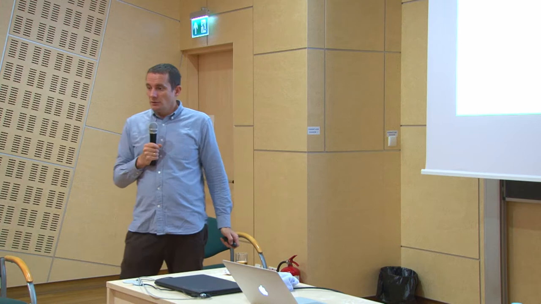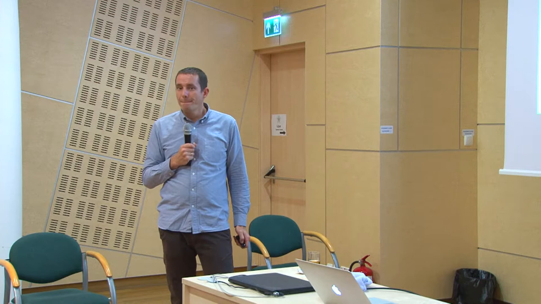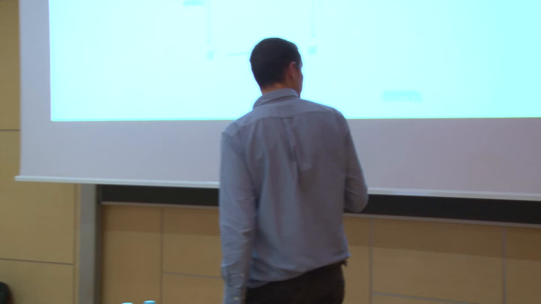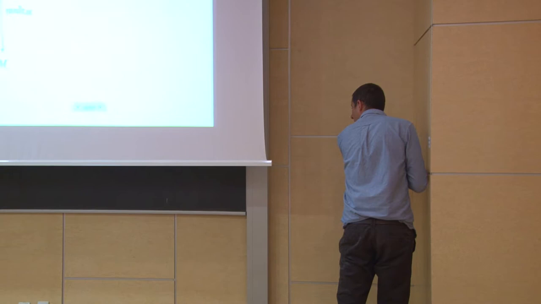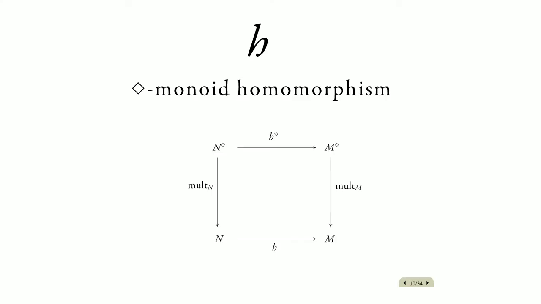When you multiply two elements in N diamond, what do you get? Multiplication usually keeps you in the same monoid, right? And a homomorphism takes you to another monoid. That's why I'm still confused about this. So it's very important that this comes across.